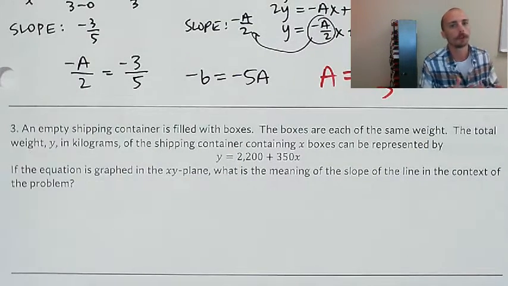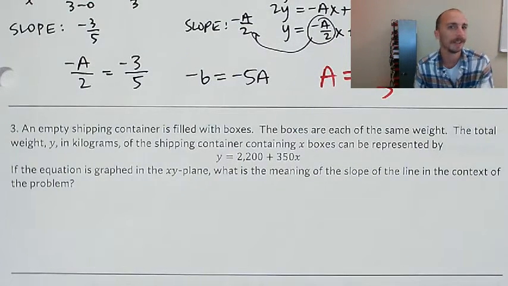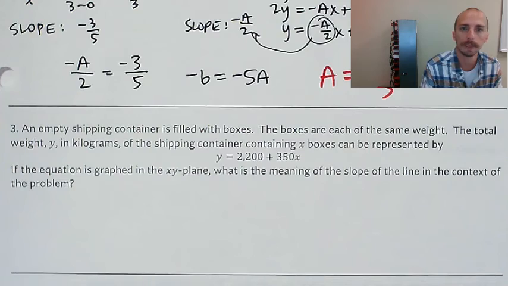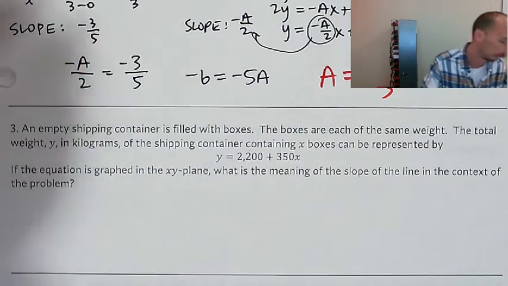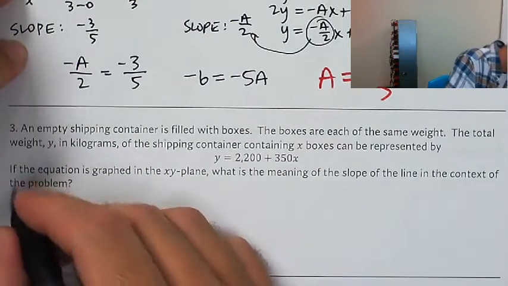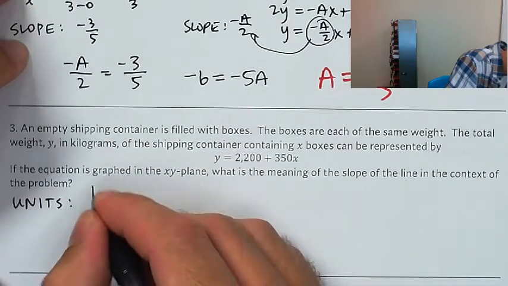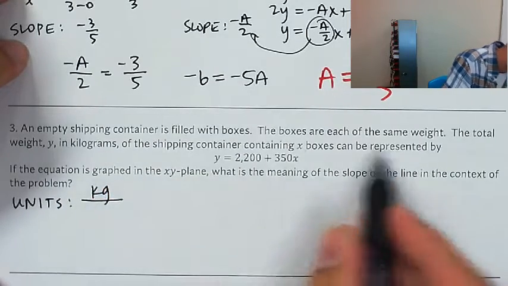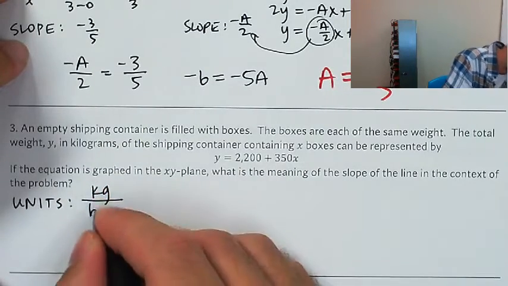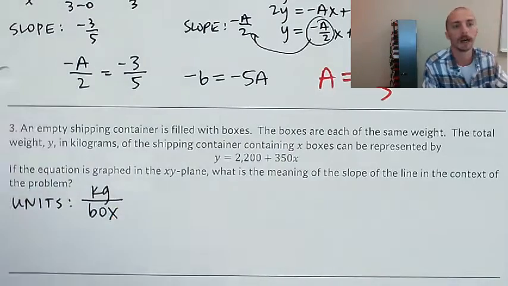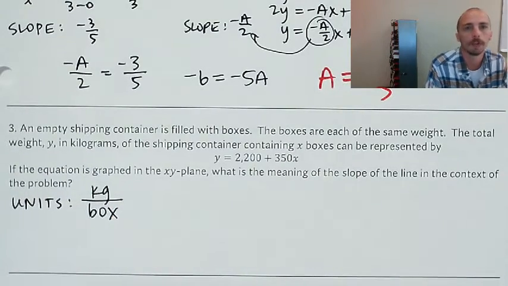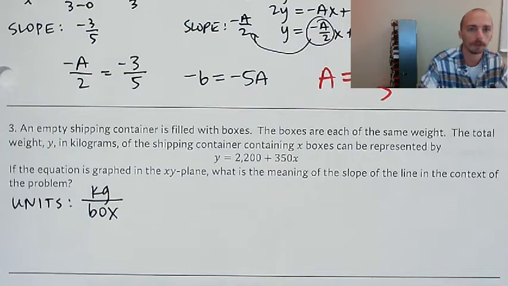I am encouraging y'all to start with the units of the slope and let that guide you to the meaning in this course. So the slope has units given by units of y, it's kilograms, by units of x. Well, that's boxes. Kilograms per box. Oh, okay. So that's 350 kilograms for each box. Each box weighs 350 kilograms.